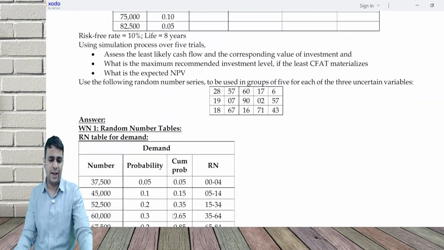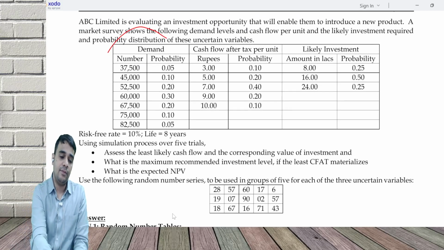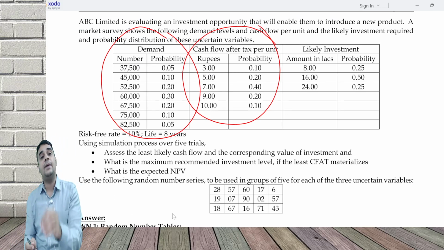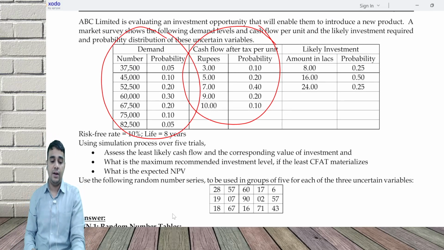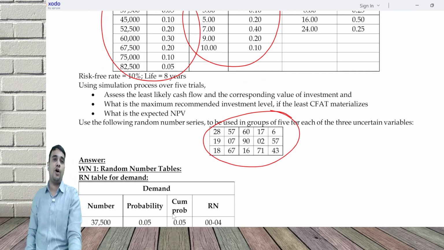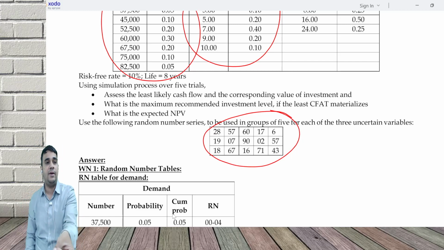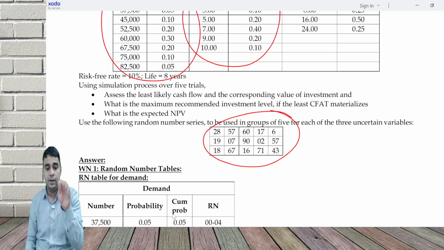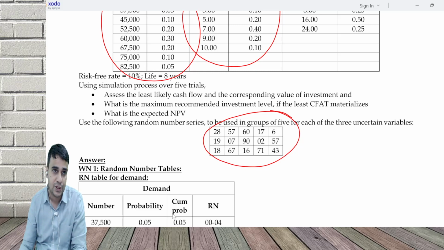At home, do try this question where there is a random number for demand, a random number for CFAT, and also a random number for likely investment. To make it simpler, the random numbers are properly given here, so you need not get into that. Also in the exam, mostly they will give it like this, because otherwise every person will run a different experiment and the answers will not match. If you do it with these random numbers, every student's answer is going to be the same. Clear? Any doubts on simulation?